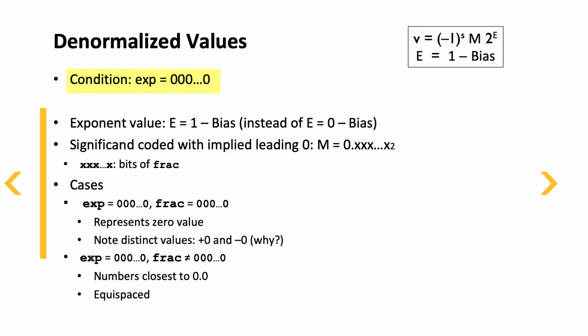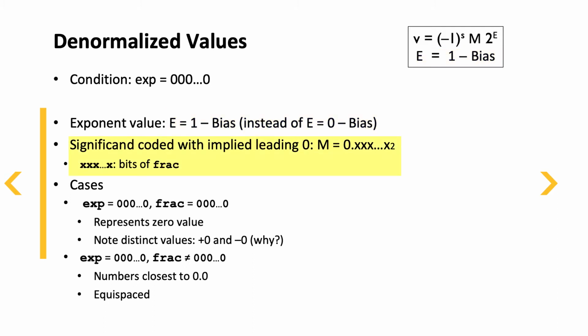And things are a little bit different. We calculate the value in the same way, right? The math on that is the same. But for the exponent value, the capital E in the equation here, we actually do 1 minus the bias. If we just used the EXP field and calculated that as if it was just an unsigned integer, it would be 0 minus bias. But when we're dealing with denormalized values, we actually do 1 minus the bias. So that's just a rule that we want to keep in mind.